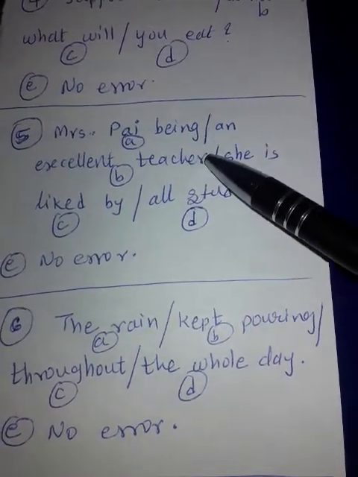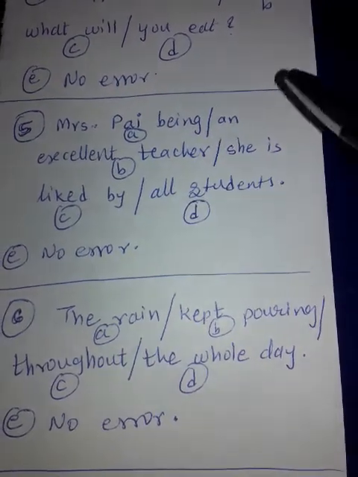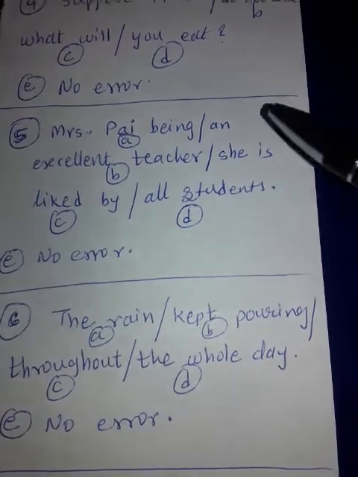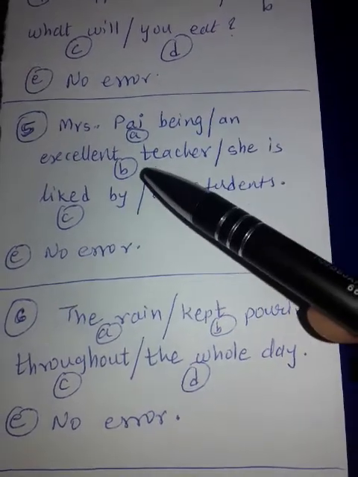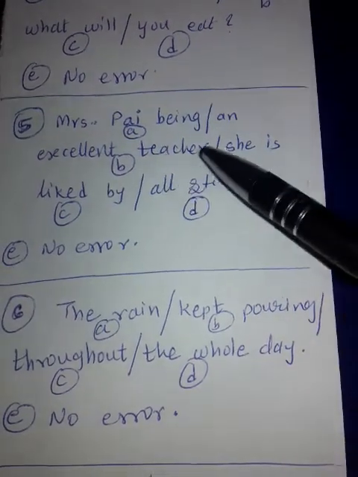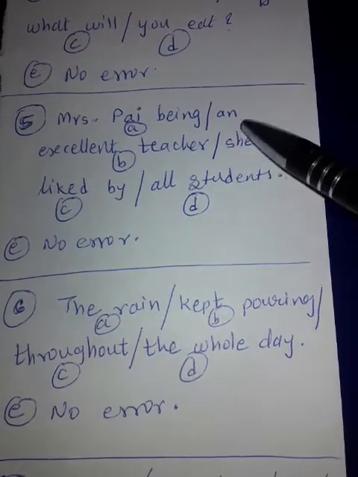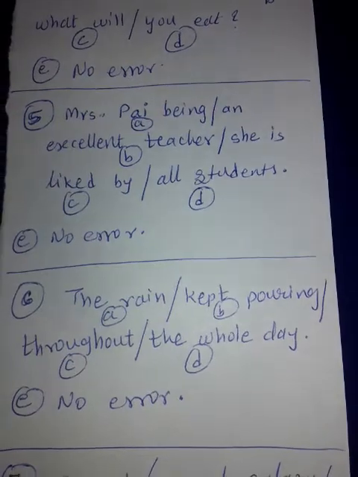If there was a full stop here, Mrs. Pai is an excellent teacher, full stop. She is liked by all students, full stop. Then this "she" would have some meaning. But this is a single sentence. Mrs. Pai, being an excellent teacher, is liked by all students. The word "she" is extra and hence the mistake is in part C.